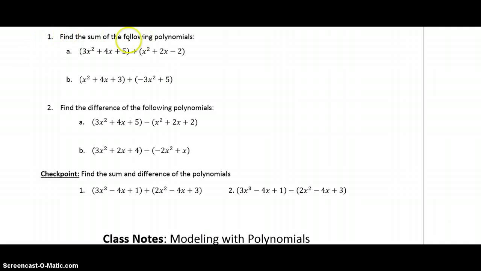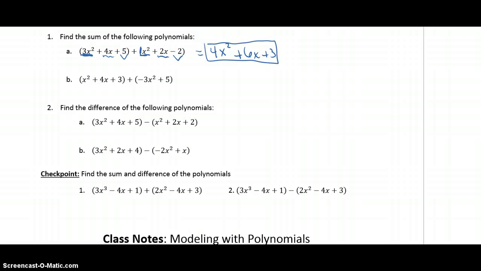So up to example number 1, find the sum. So we're going to add, and we are going to just combine like terms. There is still a 1 as the coefficient of this x squared, so 3x squared plus 1x squared. So how many x squares are there? There's 4 of them. We just add the coefficients. So 4x and 2x. How many x's are there? There's 6. And then we have 5 and -2. 5 plus -2 is 3.